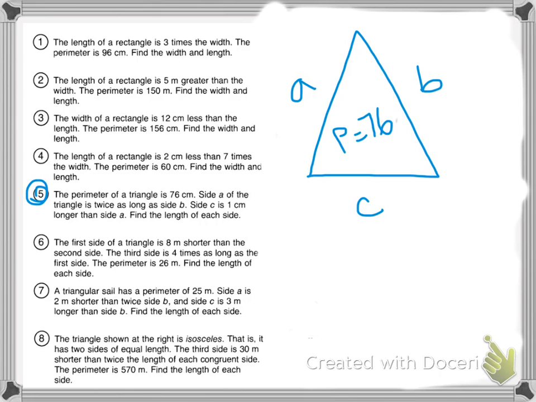Well, let's continue. It says that side A of the triangle is twice as long as B. Okay, this is my side A, and they're telling me it's twice as long as B. So you out there, pay attention. How do you write twice the side of B?